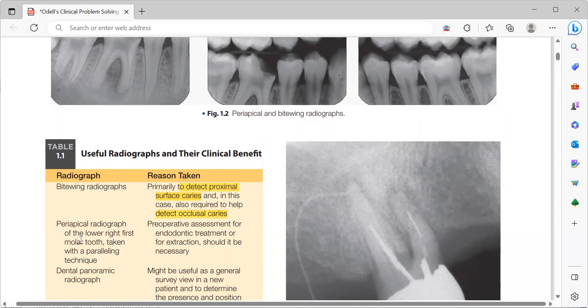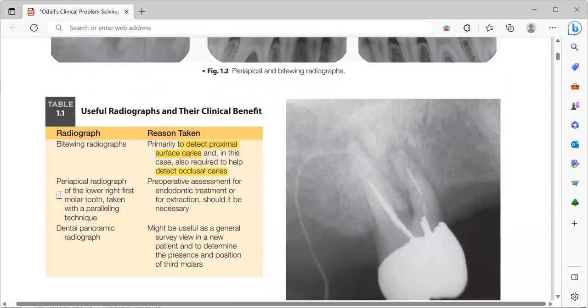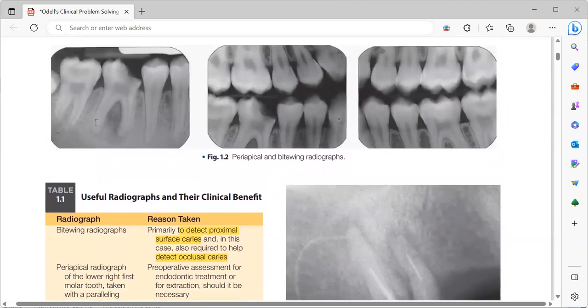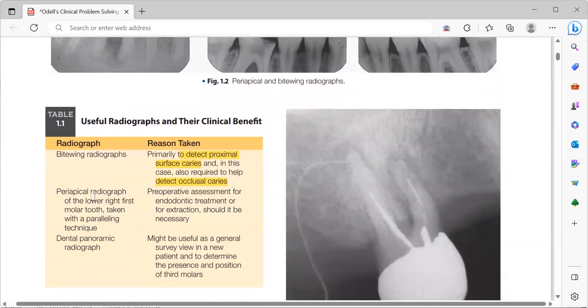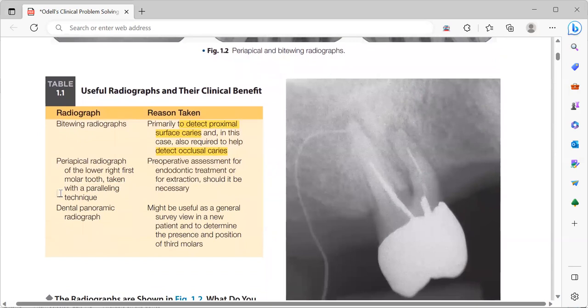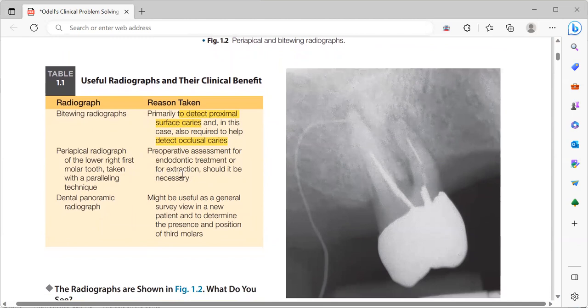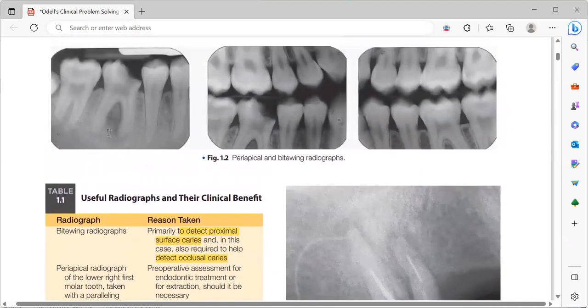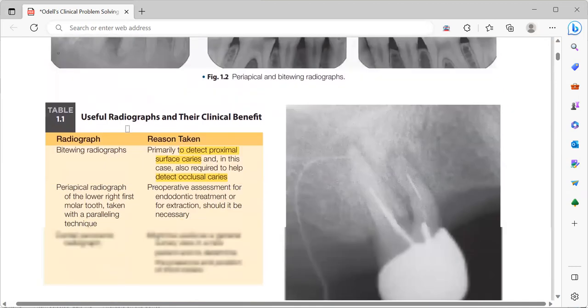And then we need a periapical radiograph of this specific tooth, which has caused the sinus. We need to take a periapical radiograph of this tooth, taken with the paralleling technique, as a pre-operative assessment for endodontic treatment or extraction. Even if we need to do root canal treatment or take the tooth out, we will need a periapical X-ray to understand the root anatomy, right?